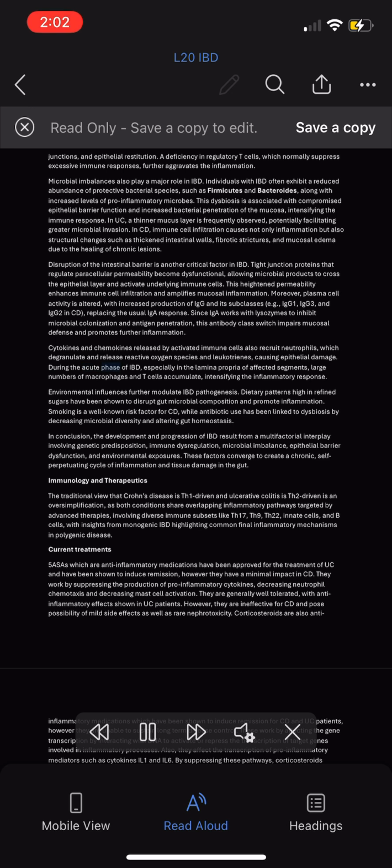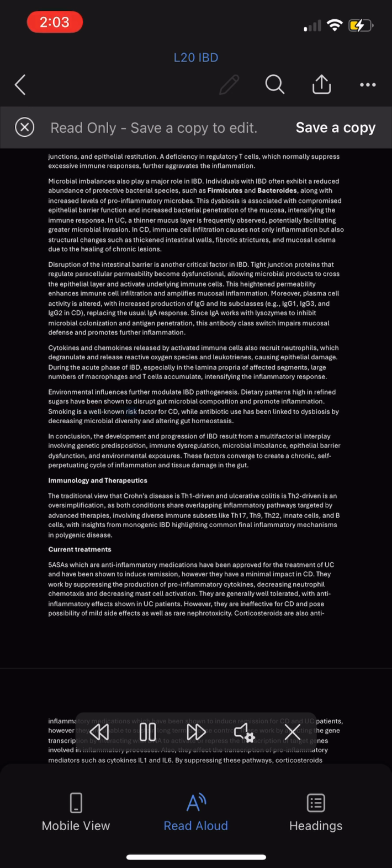During the acute phase of IBD, especially in the lamina propria of affected segments, large numbers of macrophages and T cells accumulate, intensifying the inflammatory response. Environmental influences further modulate IBD pathogenesis. Dietary patterns high in refined sugars have been shown to disrupt gut microbial composition and promote inflammation.